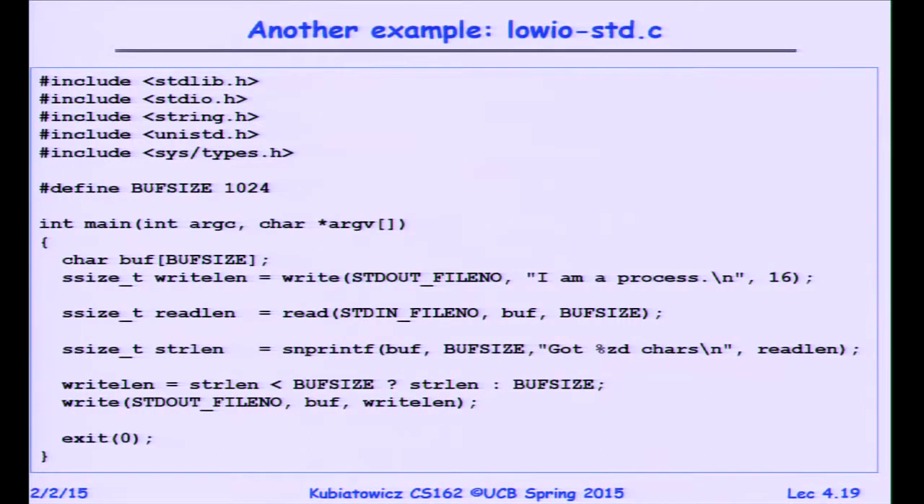So here's a great example of using these low-level functions. Here's a case where we don't have to open the standard out or standard in macros because those file descriptors 0, 1, and 2 are always there when we start up. So here we're writing to this, and we're saying I am a process, and notice this string has exactly 16 characters, and so we write those 16 characters. Here we're reading into a buffer of maximum buffer size. Here we're actually formatting an output no bigger than the buffer, and so on. I don't want to go into this in detail. Questions?